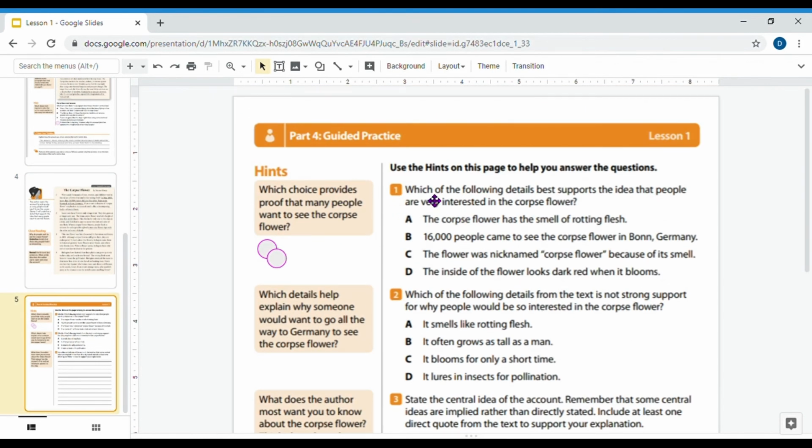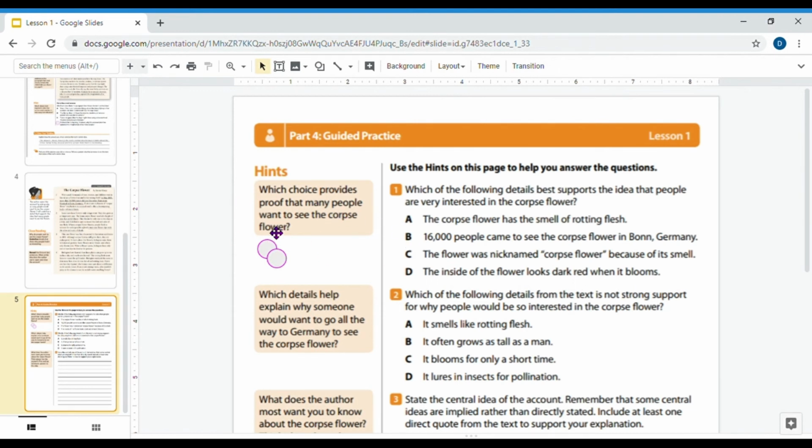And it says, use the hints on the page to help you answer the questions. Which of the following details best supports the idea that people are very interested in the corpse flower? A, the corpse flower has the smell of rotting flesh. B, 16,000 people came to see the corpse flower in Bonn, Germany. C, the flower was nicknamed corpse flower because of its smell. Or D, the inside of the flower looks dark red when it blooms.